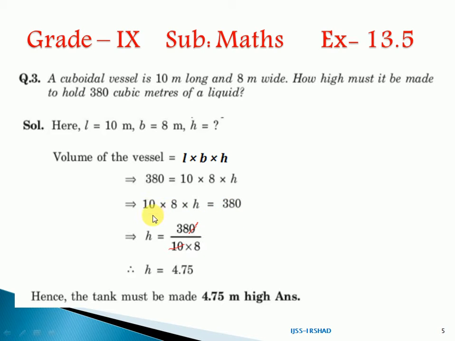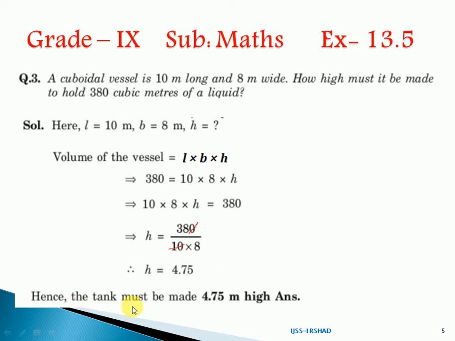These two are in multiplication, so we will go in division. When changing their sides, the sign will also change. Plus will become minus, minus will become plus, multiplication will become division, and division will become multiplication. So it is in multiplication, 10 into 8. It will go in division. Now 10 and this 10 can cut. Then 38 will be divided by 8. When you divide, you will get this 4.75 height.